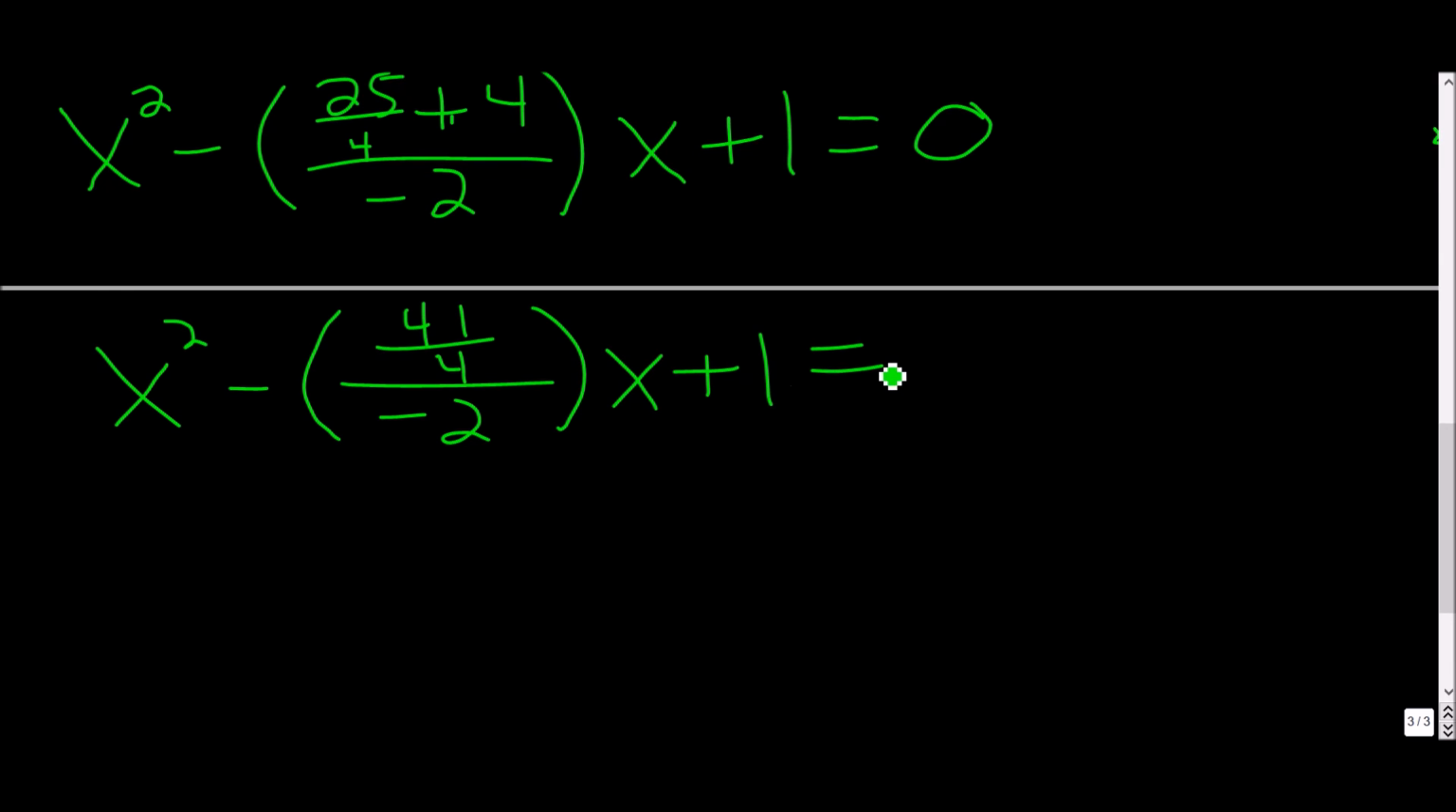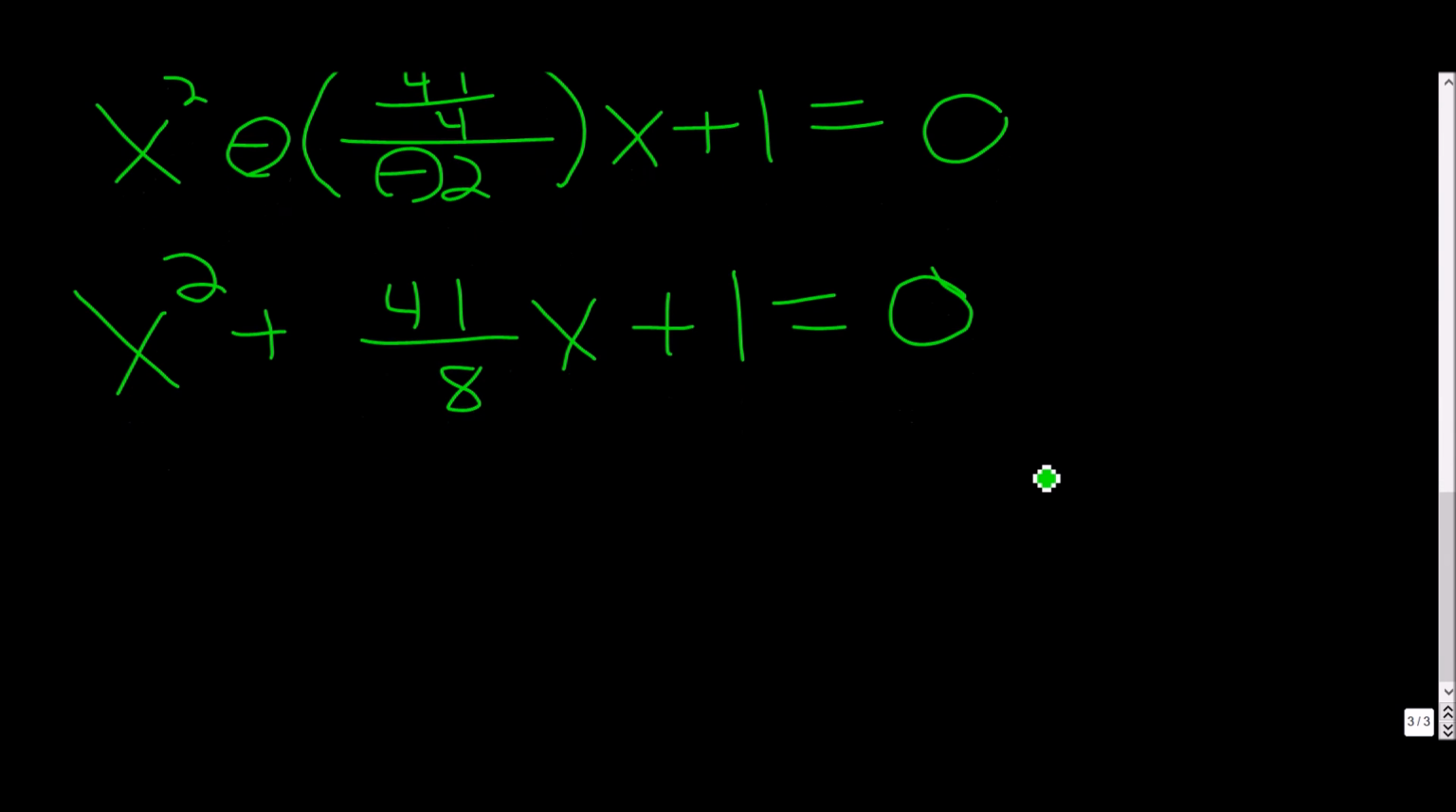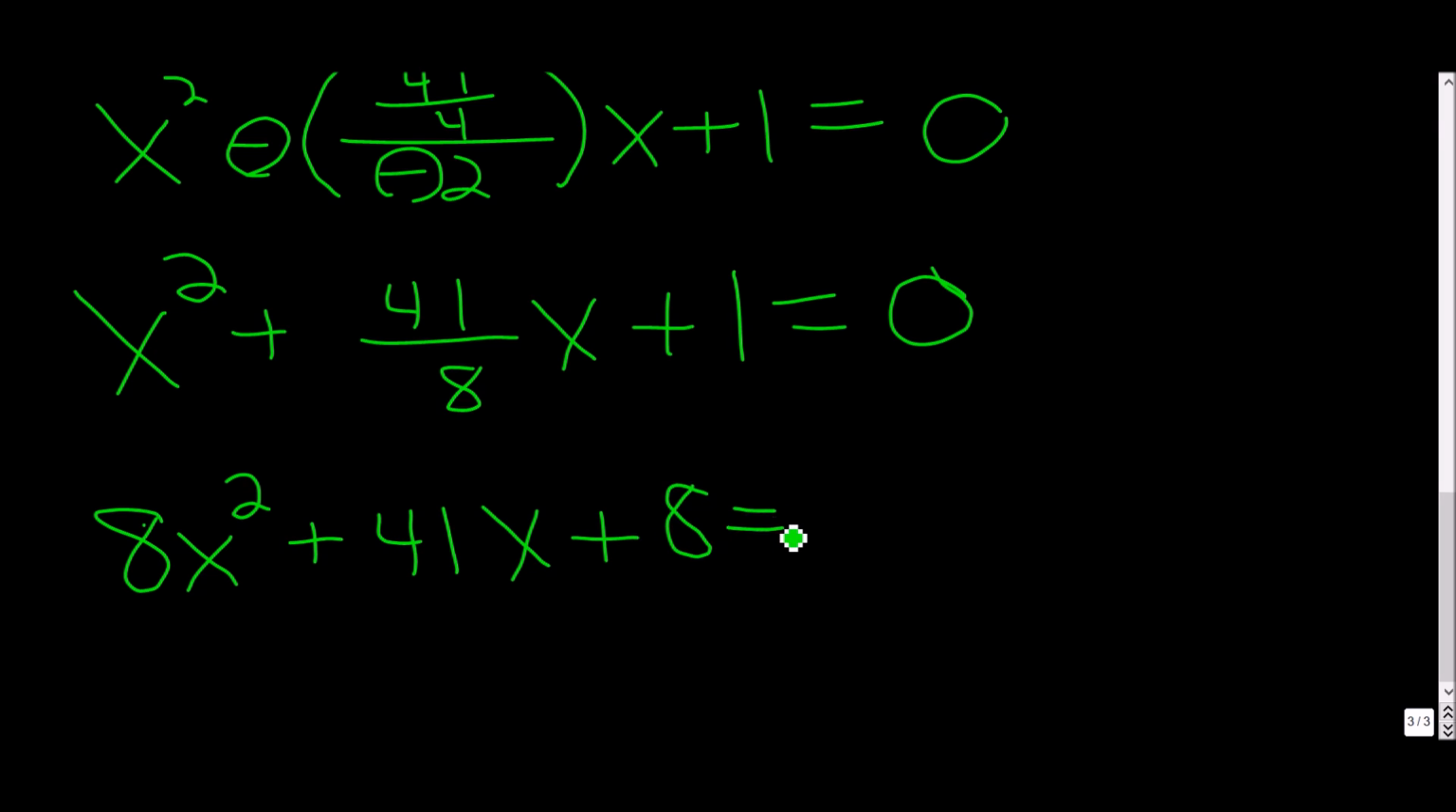And so now these negatives will cancel each other. We divide by 2, and we're going to get plus 41 over 8 x plus 1 equals 0. So very interesting equation. And it asked us to do integral coefficients as well, so we're going to multiply everything by 8. And so we would end up with 8x squared plus 41x plus 8. So that is a challenging problem, but again, we're using algebraic manipulation and what we know about how we can build equations in order to get all of this together.